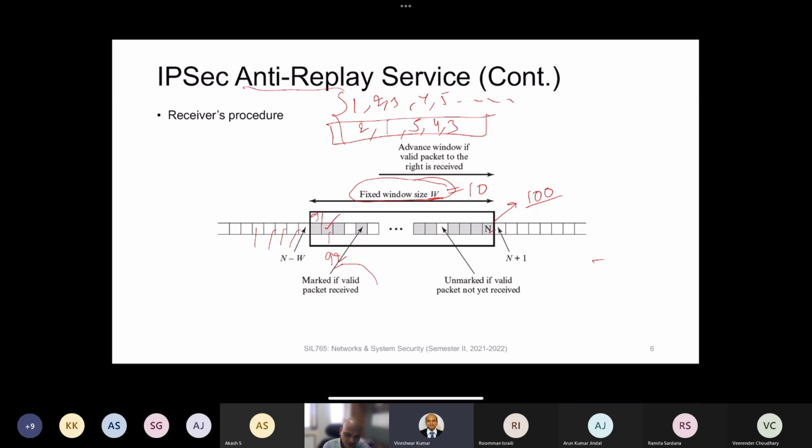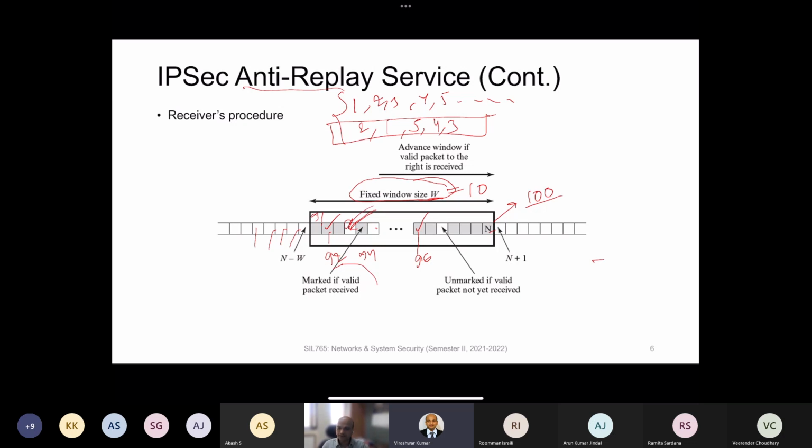Again, then after 92, you might receive probably 96. So you will again mark that or flag it as a packet that has been received. Then you can go back and receive probably 94. 96 could have been this, but it is fine. So you get that point that then you could go back and receive 94, and then you will mark it as received as well after authenticating.